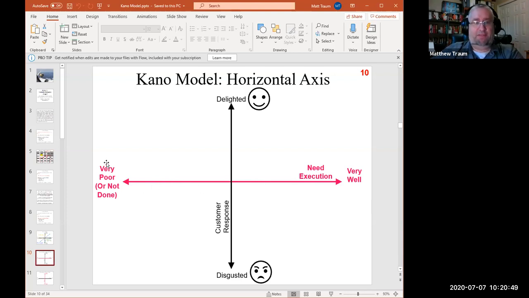To the far left is very poor execution or no execution at all, right? So this is if you've just completely ignored something, one of the customer needs is completely ignored, or if you kind of recognized it but you haven't done a very good job of executing it. And then here on the far right is if you executed that customer need very well. So that's the horizontal axis.